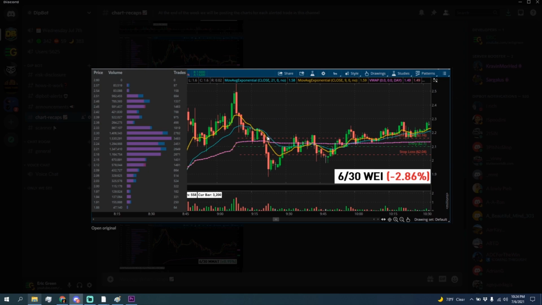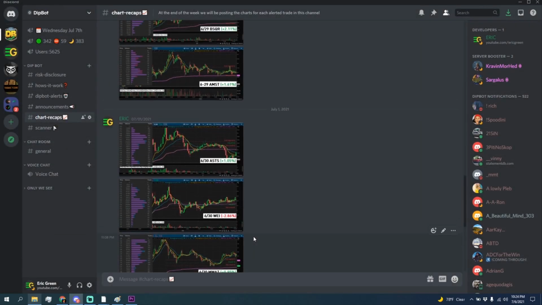Because in the second stage that I mentioned when we were explaining how DipBot works, we're looking at this impulse right here, and we're trying to find the impulses that are going to pull back and continue higher. And this one did pull back, it just didn't continue higher. So it's not really the fact that we missed the bottom, it was more that we chose a bad impulse.